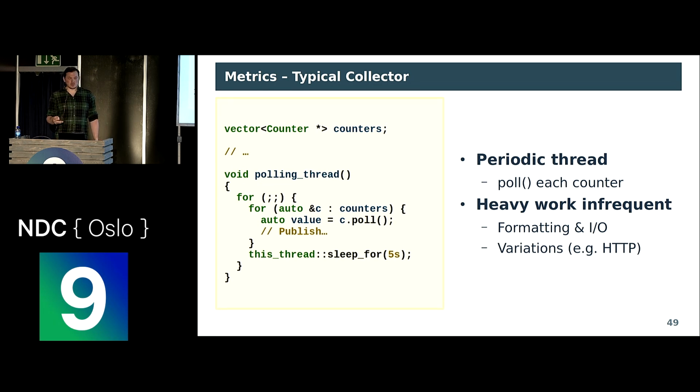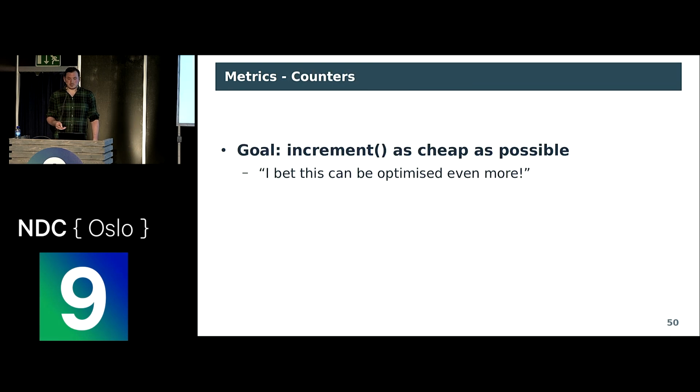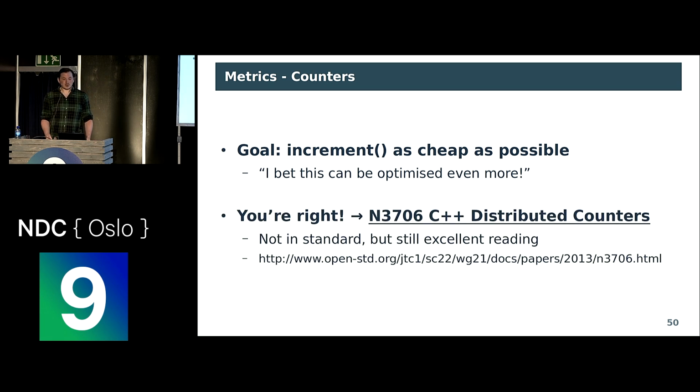And if you're thinking, well, I bet that increment operation can be optimized even more than just incrementing an atomic integer, then you're right, and somebody actually wrote an entire paper on just making counting things really fast. So if you're really interested, then I recommend you read that. Hopefully you won't be as confused as I was.